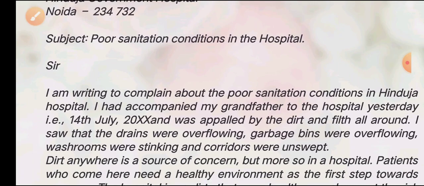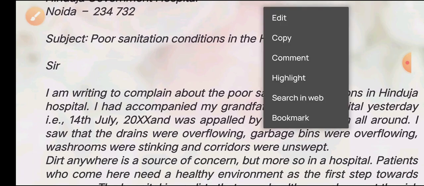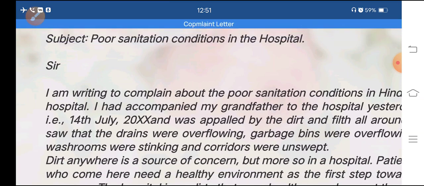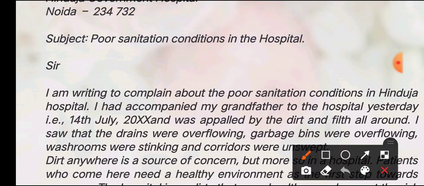Now the next thing is the subject. I have written the subject here. See, here by mistake I have placed a comma, that is not required, so I am removing it. The subject is: Poor sanitation condition in the hospital, without any full stop or comma. From the subject itself, the person will come to know what the letter is for. Clear? Again you give one space, and then write the salutation, that is sir or madam, whichever you want.